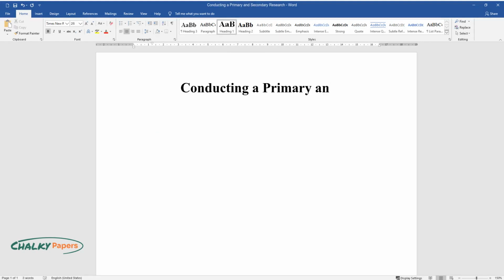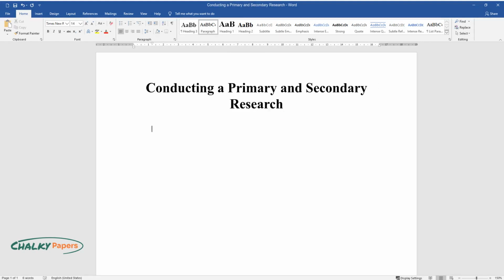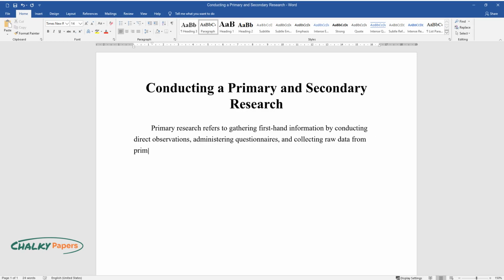Conducting primary and secondary research. Primary research refers to gathering first-hand information by conducting direct observations, administering questionnaires, and collecting raw data from primary sources. These activities are always conducted by professionals to collect data of the highest accuracy.